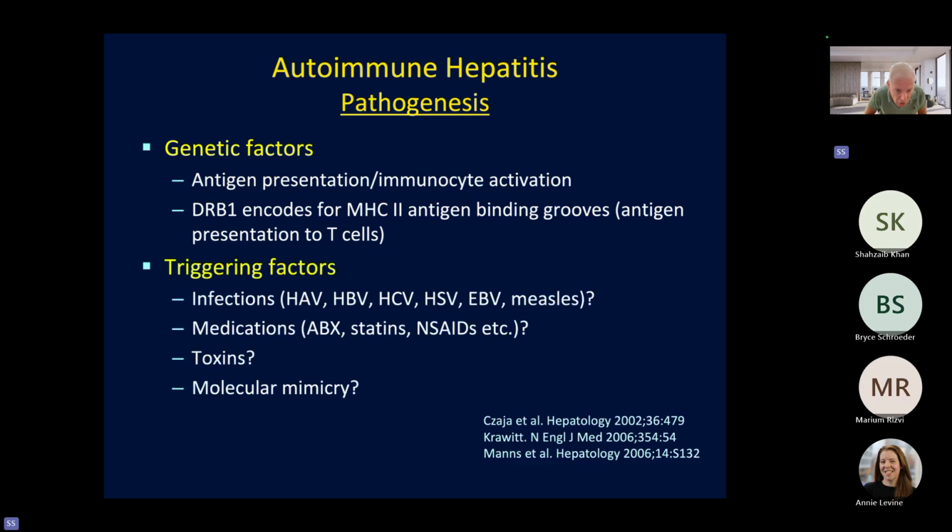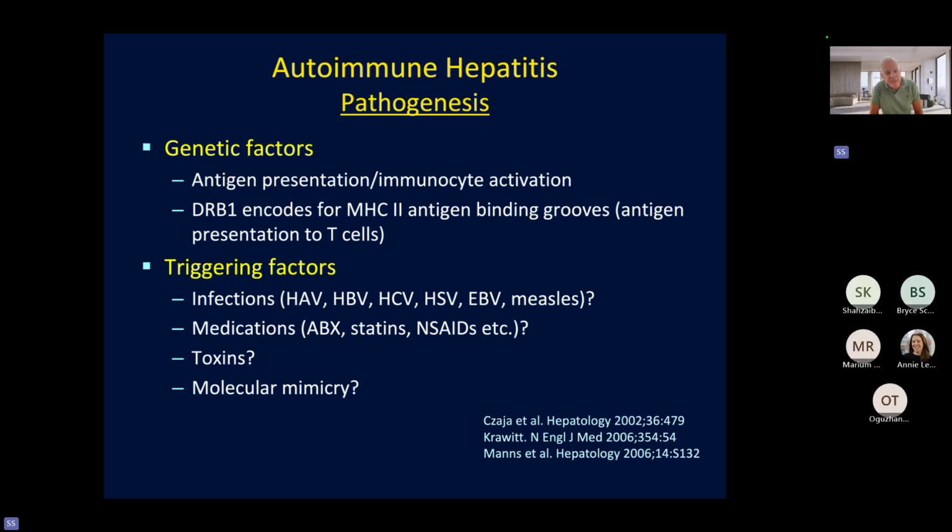Triggering factors are thought to lead to the ultimate syndrome, and they can be infections, medications, toxins, or other molecules which may be absorbed via the GI tract and lead to what we call molecular mimicry, something that looks like self but isn't, and leads to autoimmune activation.